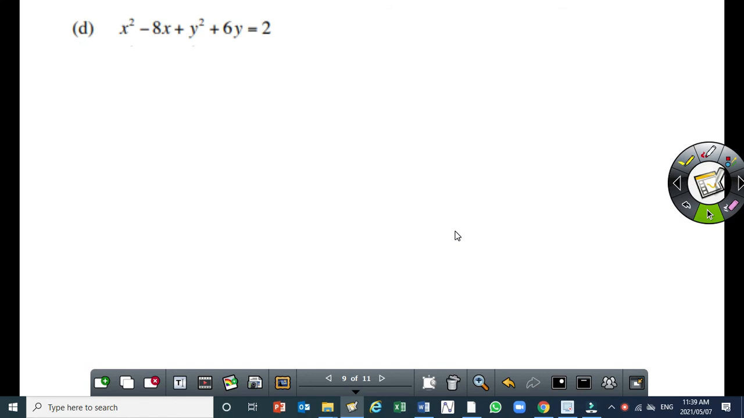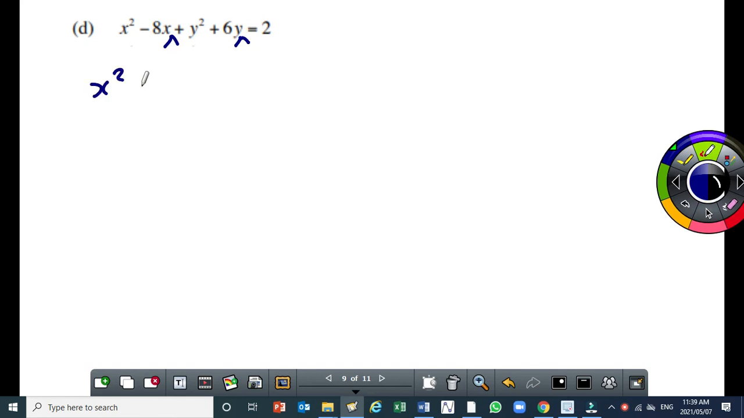Find the center, the coordinates of the center, and the radius. Okay, so we complete the square. So we need to add a term there so that we can create our square. So this becomes x squared minus 8x. Half of minus 8 is negative 4, so you get plus (minus 4) squared.